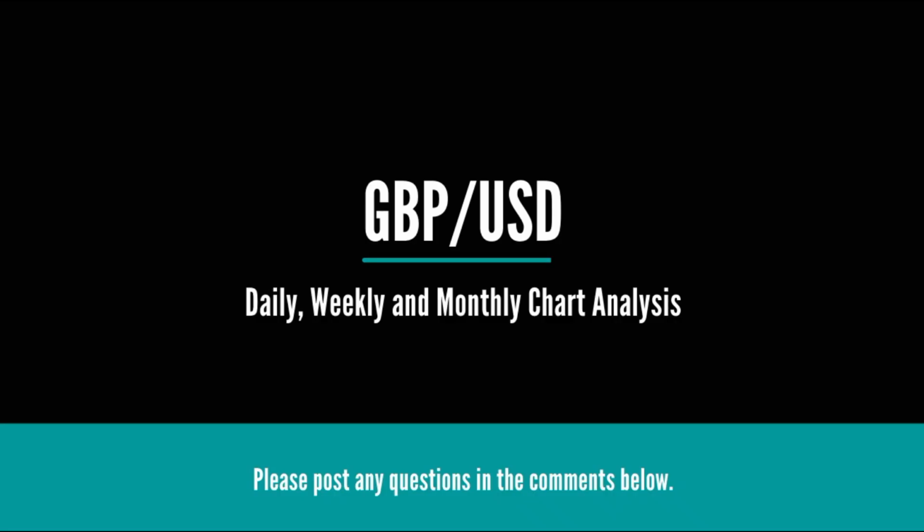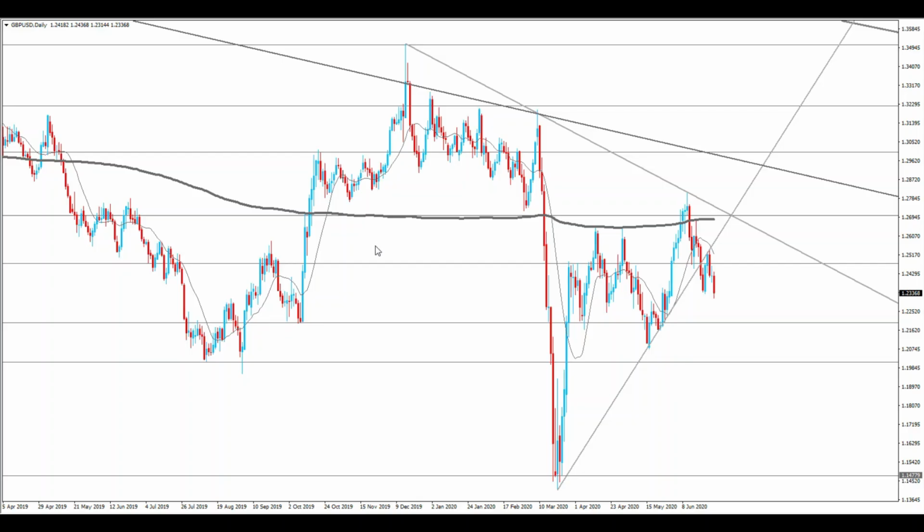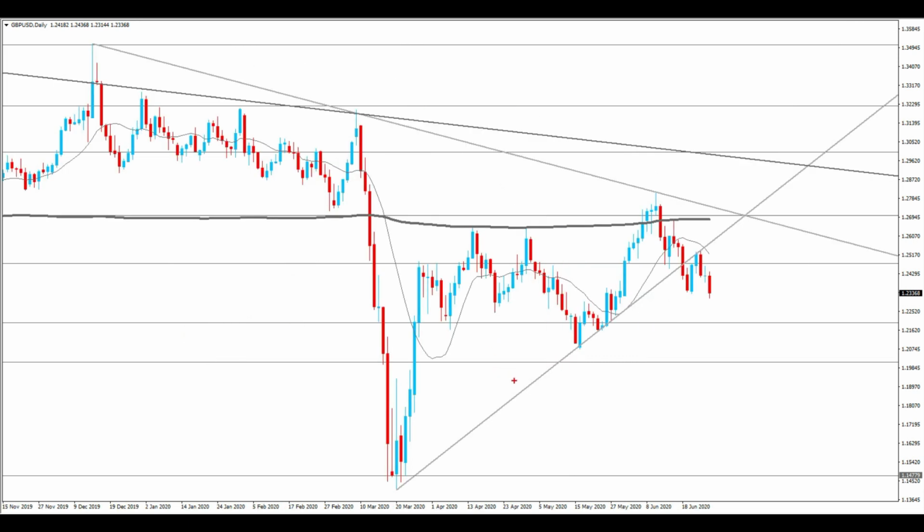Okay, so next up, GBP USD. I'm going to start with the daily chart for GBP USD. You can see that we're in a downtrend now, and if you look a bit closely, you can see that price broke this trend line last week with this candle there, and now we had a retest of that same trend line this week, and looks like price has respected that and it's going to fall back down.